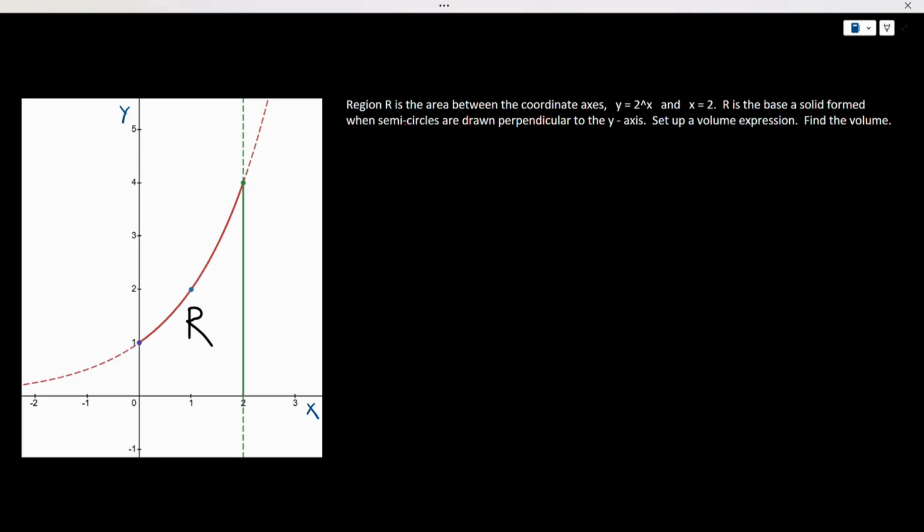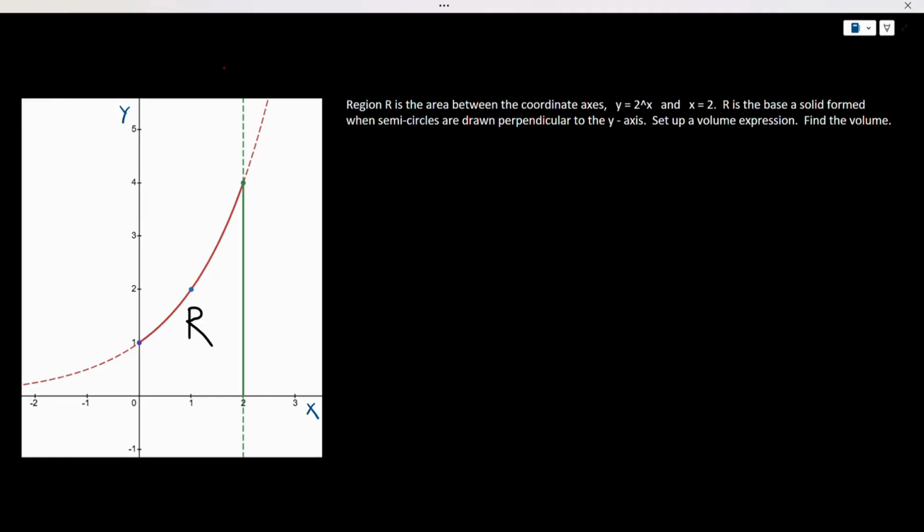So the region R is the area between the coordinate axes, which are the x and the y axis, this function y equals 2 to the x, and the line x equals 2. And R is also the base of a solid formed when semicircles are drawn perpendicular to the y-axis. So we're going to set up a volume expression to find the volume of this solid.